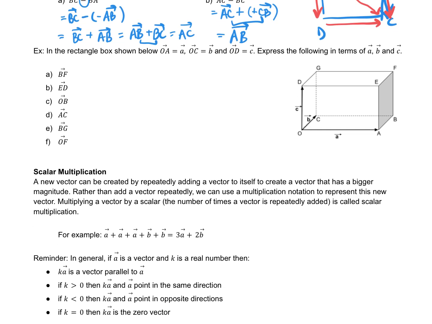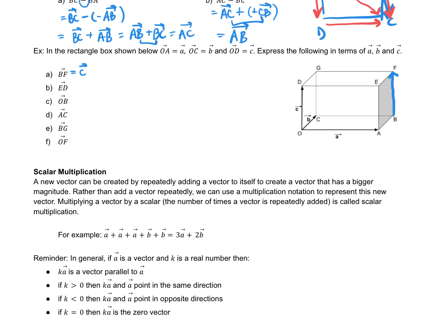And let's do one more visual example. So we have a rectangular box here, and we're told that from O to A is vector A, from O to C is vector B, and from O to D is vector C. And we have to express each of these in terms of vectors A, B, and C. So let's get started. First we have vector BF. Well, that is just equal to vector C. They have the same magnitude, same direction.